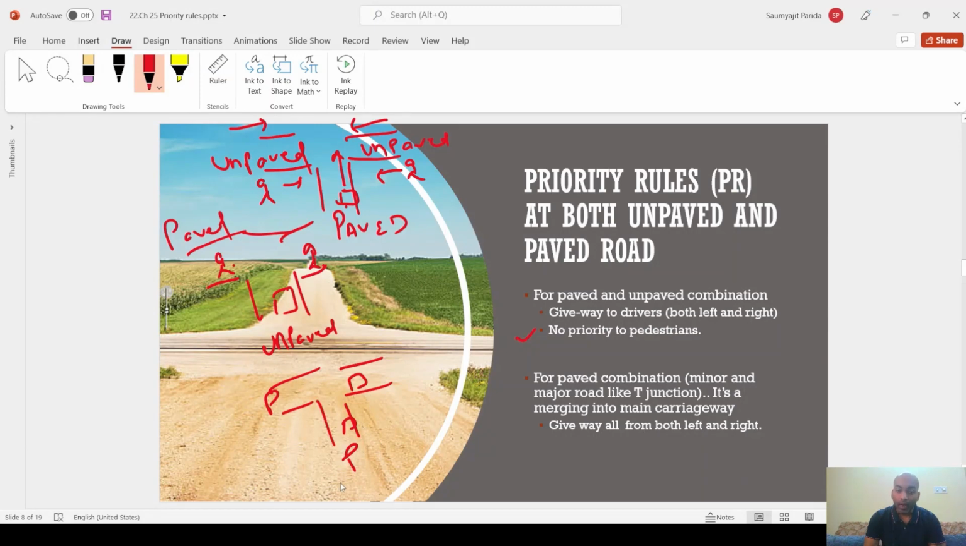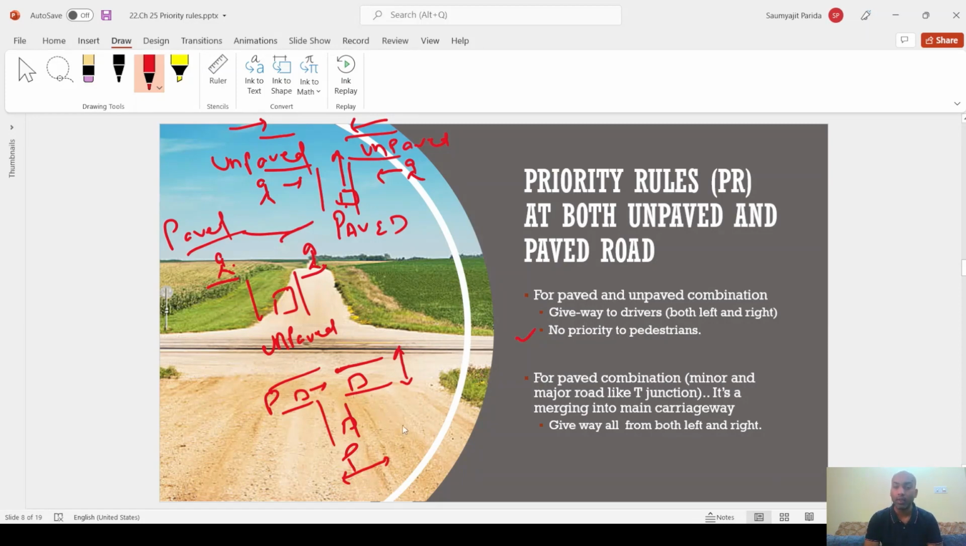Paved road and major carriageway, or major road and paved road, and this is a minor road. What do I mean by major road? It means the width is big, it is multi-lane. And what do I mean by minor road? It means it's a one-lane road, something like that. In that scenario, the vehicle on the main carriageway does not have to give priority to anyone on the minor road, either from left or right, that is for sure. But the vehicle on the minor road has to give priority to both pedestrians and the vehicles from left and right on the main carriageway.